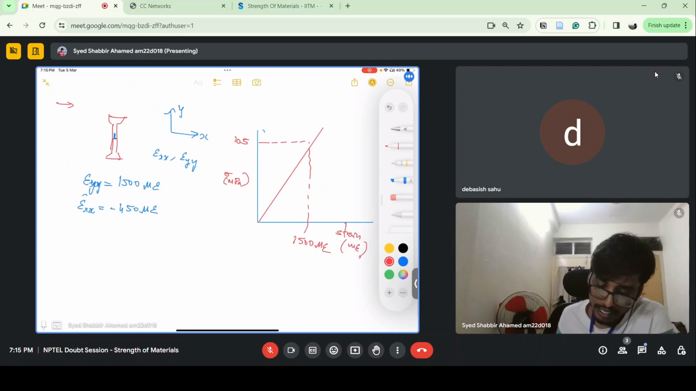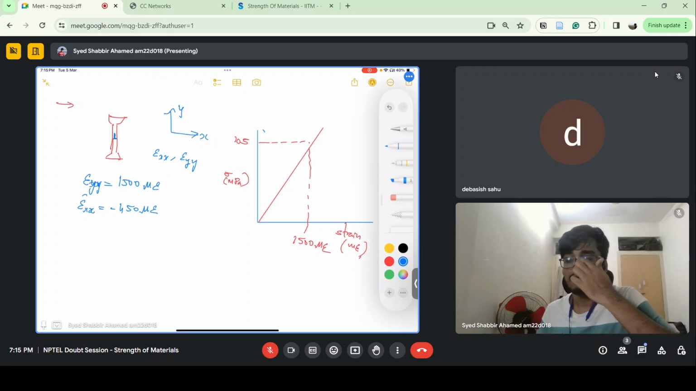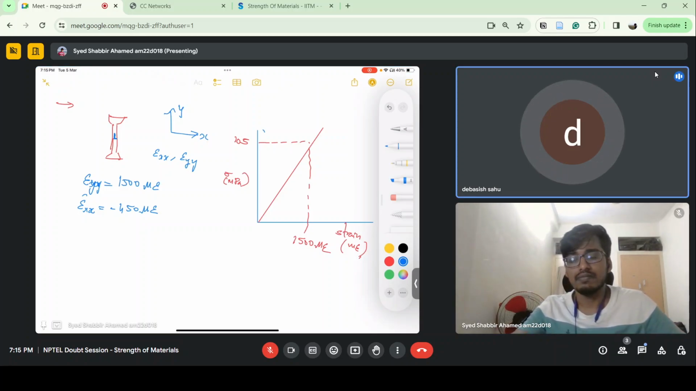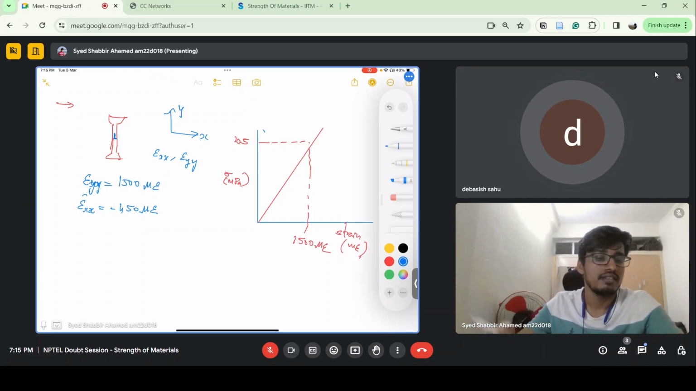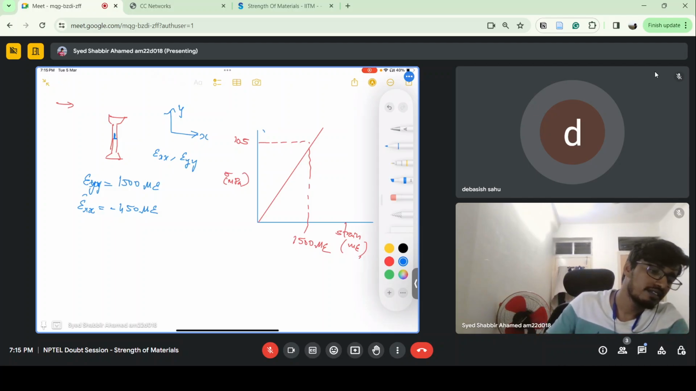So from this, first we have to find out the Young's modulus. So what is Young's modulus? Using this graph and the information given, how can you find out the Young's modulus? The slope, we can take the tan theta. Yeah, exactly, slope we can.